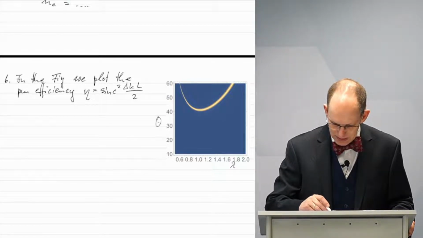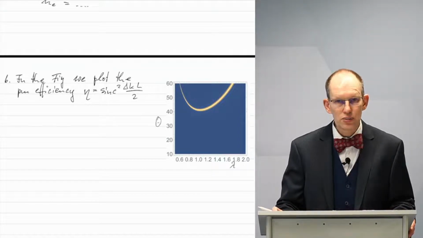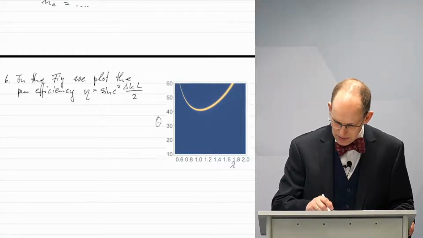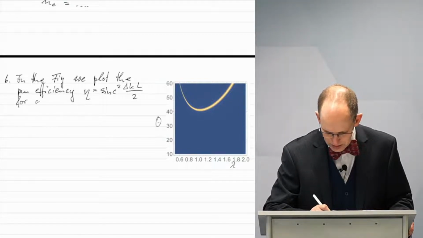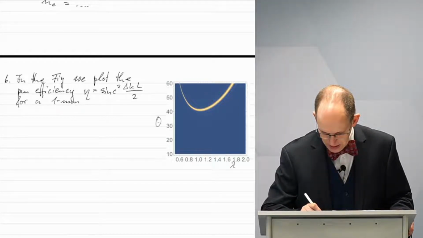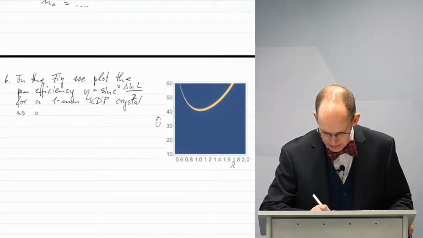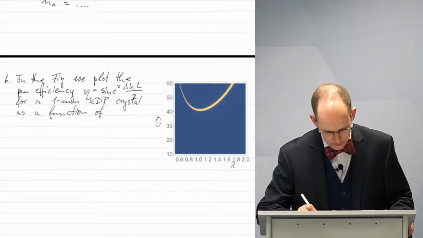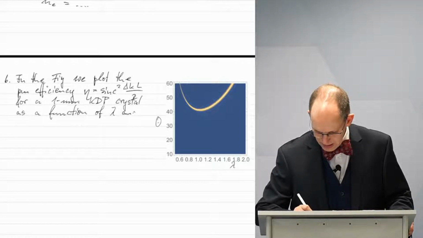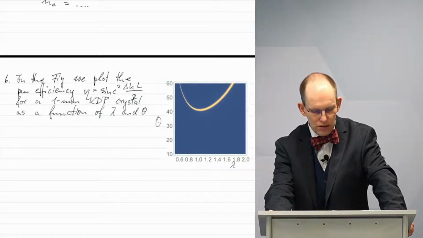and this example is for KDP, which is 1 millimeter long. Yeah? So we plot the phase matching efficiency for a 1 millimeter KDP crystal as a function of lambda and theta. Yeah? So, and the yellow curve is the tuning curve.